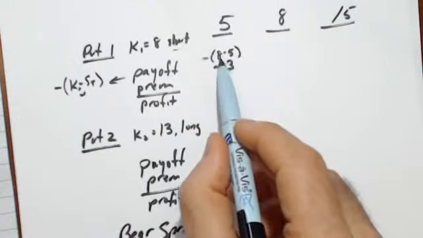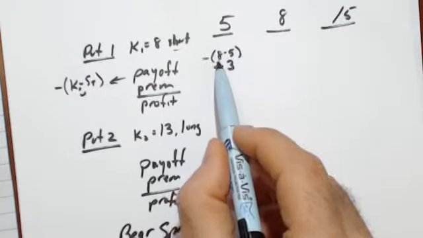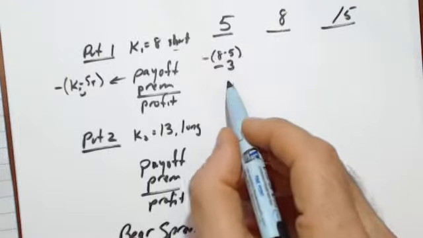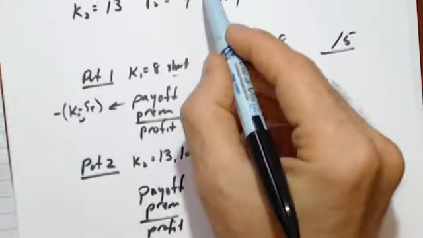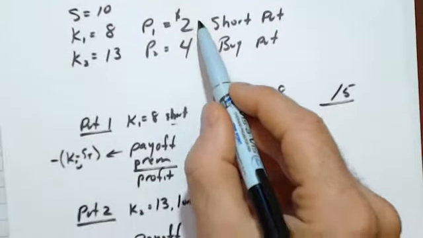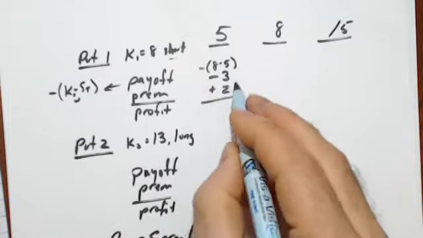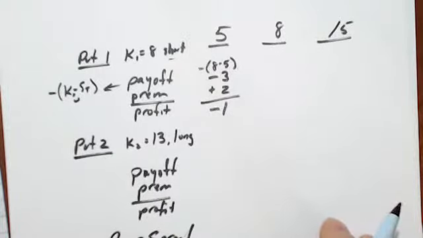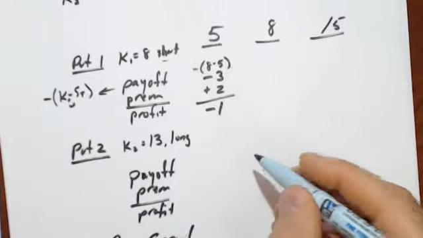So that's my little cheat sheet right here. You can erase that. I'm not going to add it up. So it's minus, 8 minus 5 is minus 3. The premium on this short I've collected is $2. Collected the $2 in the short put. And so overall, I lost $1 on this put. Okay.